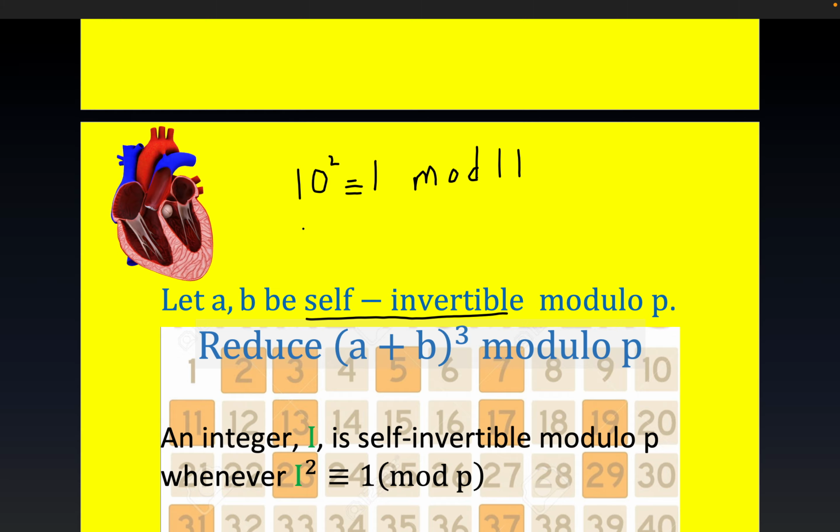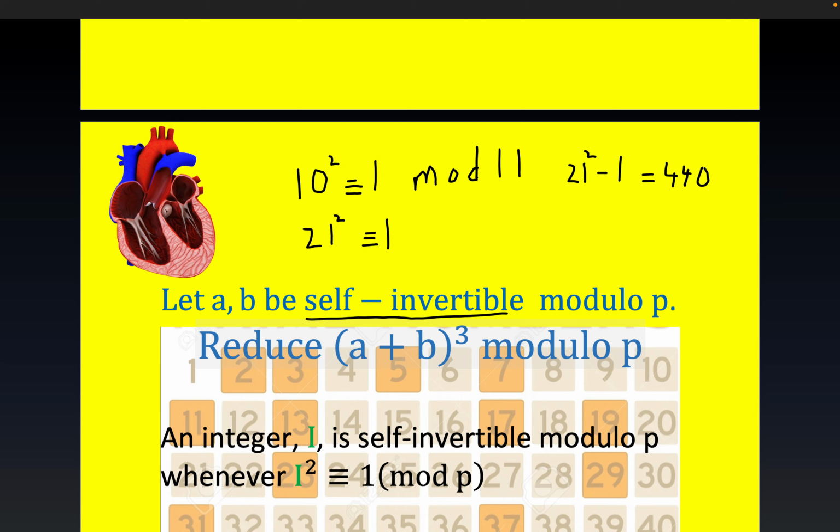Now another example would be 21 squared. Notice we just bumped up by a multiple of 11. 21 squared is also congruent to 1 mod 11. Now 21, if you need to do the computation, it is because it's congruent to 10 basically. But if you don't trust that and you want to do the computation, 21 squared minus 1 is equal to 440, which is clearly a multiple of 11, right?